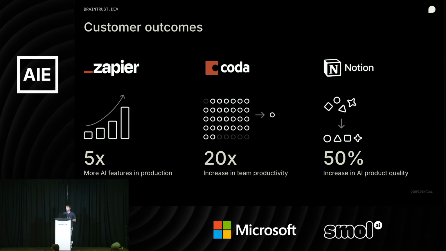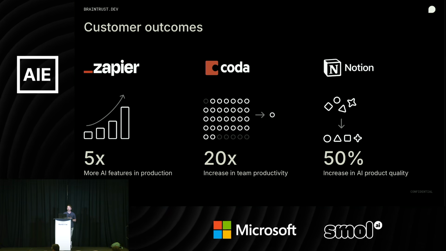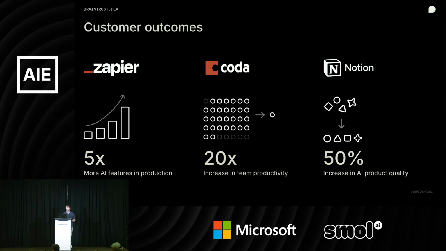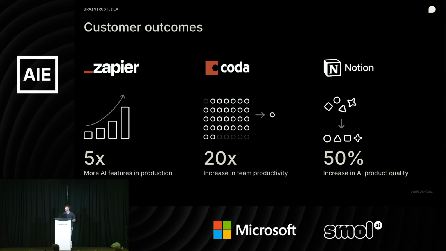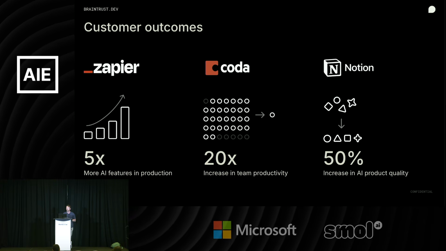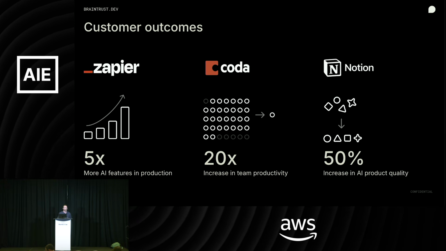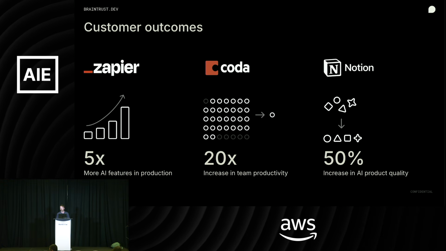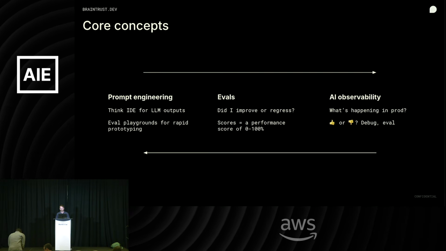Again, a little bit more on the customer side. Here's a few of our customers and some of the outcomes that they've seen using Braintrust, whether it's moving a little bit faster, pushing more AI features into production, or just increasing the quality of the applications that they have. Here's a few of the outcomes that we've seen, or that they have seen.